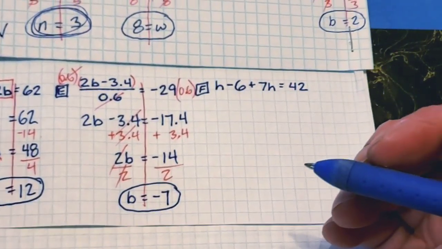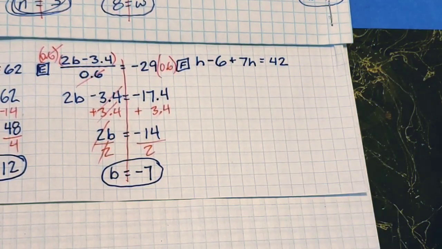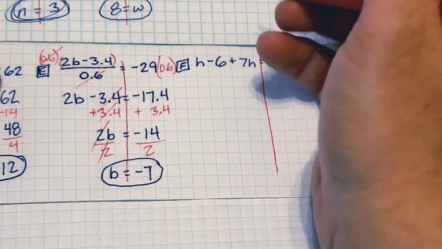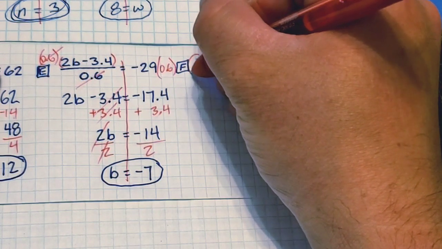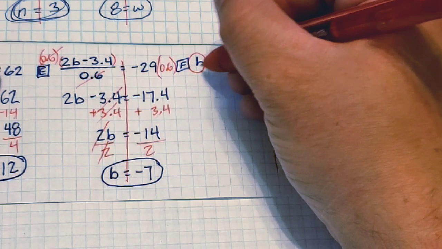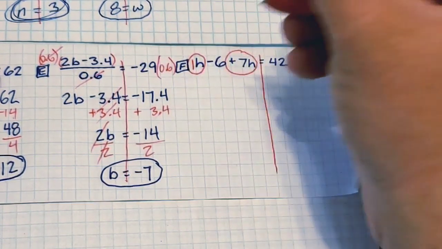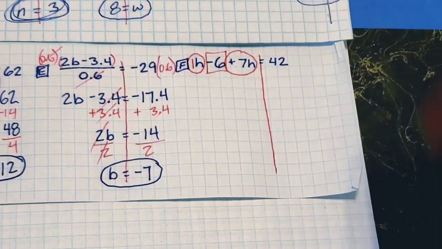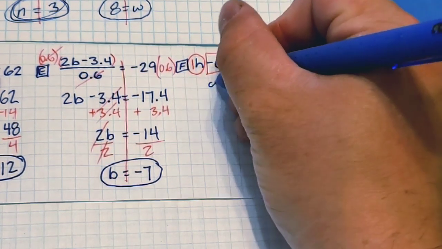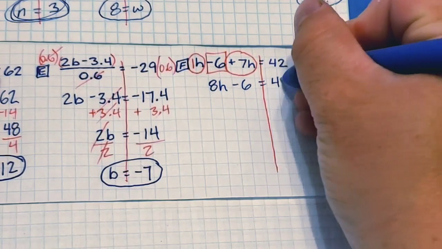All right, one more. Letter F, h minus 6 plus 7h equals 42. All right, so what of this over here is like terms? Well, we've got an h, we've got a positive 7h. Remember that if you just have a variable, there is an understood 1 in front of that variable. So what we need to do is basically 1h plus 7h gives you 8h minus 6 equals 42.